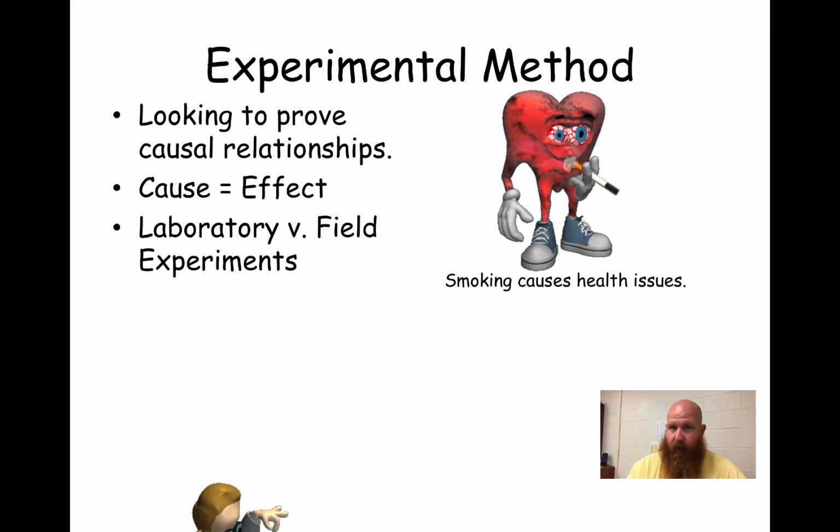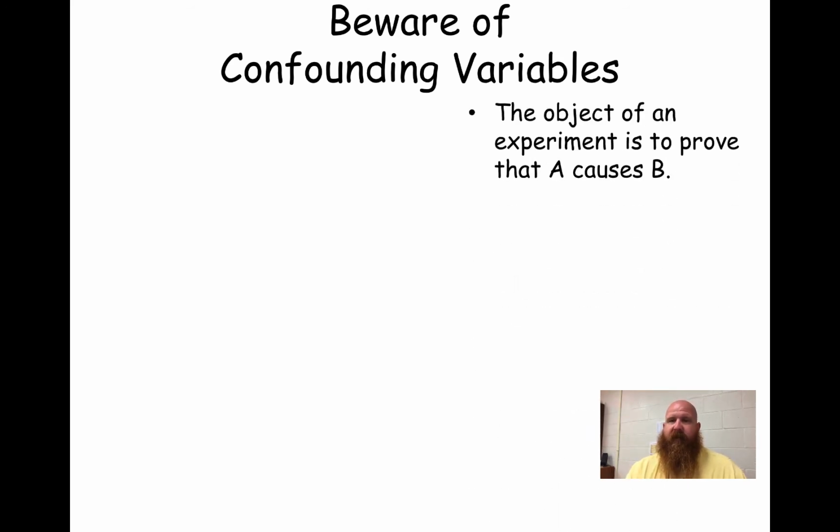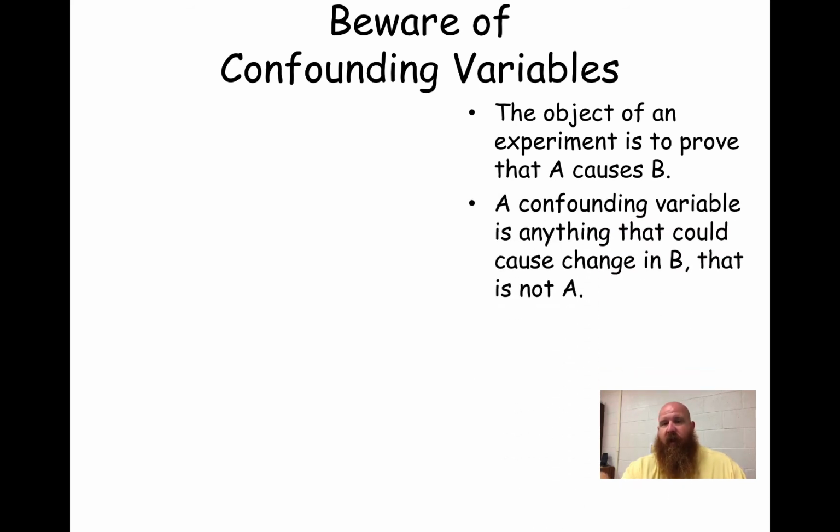Things like confounding variables can affect the outcome. For instance, if the object of an experiment is to prove that A causes B, that a large amount of smoking, 2 packs of cigarettes a day, causes health issues. Okay, so A causes B: 2 packs of cigs a day causes health issues. There are some things that could cause a change in B that is not A. For instance, being obese could also affect health. So how much somebody weighs, or their BMI, could be a confounding variable.